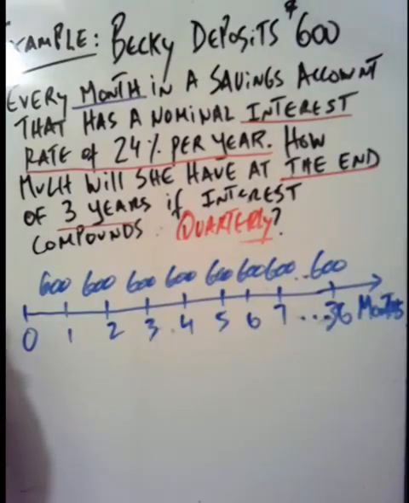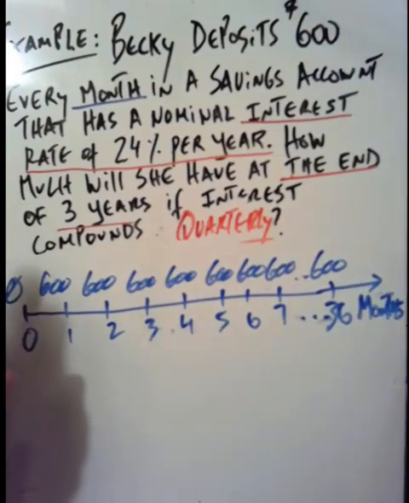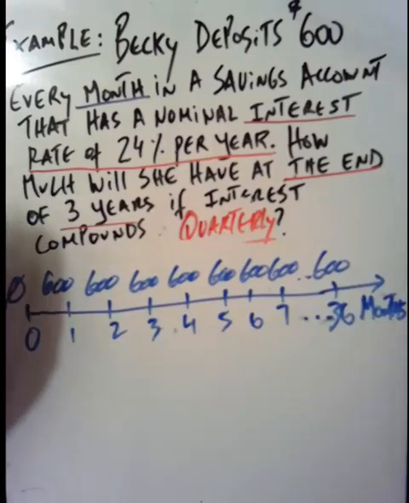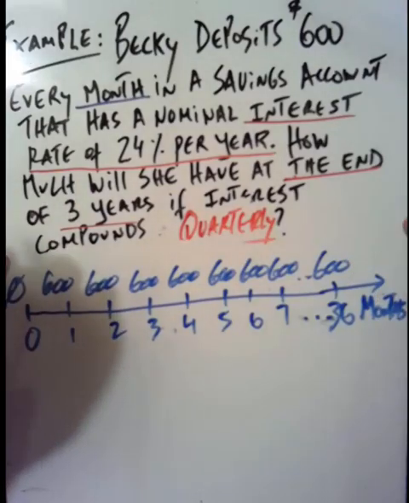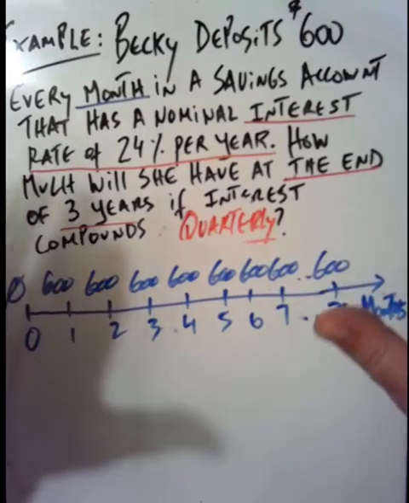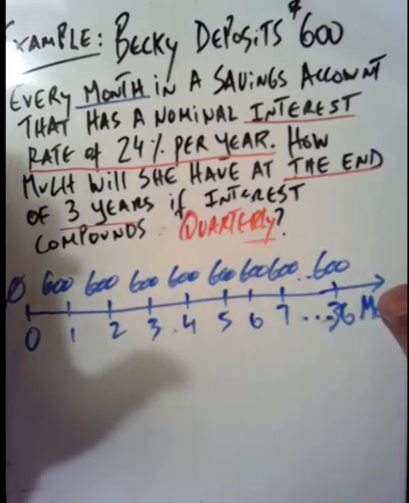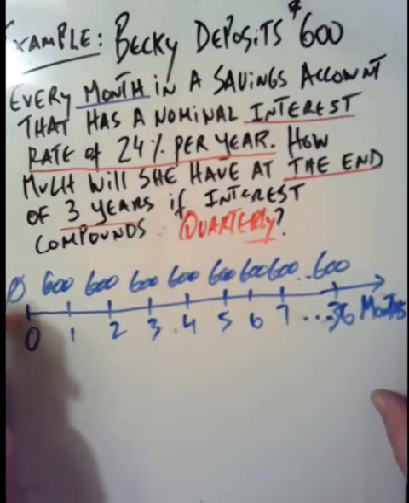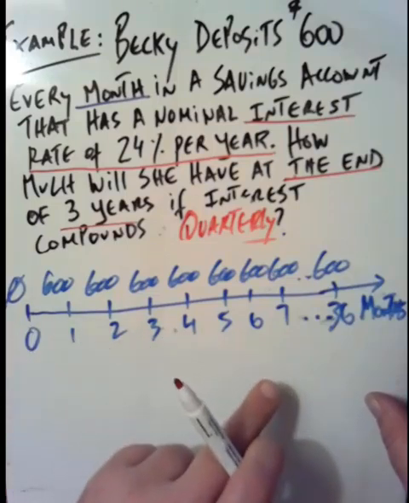The real timeline looks like this, right? Nothing in the first month, right? If nothing is stated that is beginning of the period cash flows, we assume that is end of the period cash flows. Every time we are asked to deal with beginning of the period cash flows, that will be stated explicitly in the question. If nothing is stated explicitly, then you assume end of the period cash flows. So there's nothing in the first month, and then Becky starts putting in $600 every month.